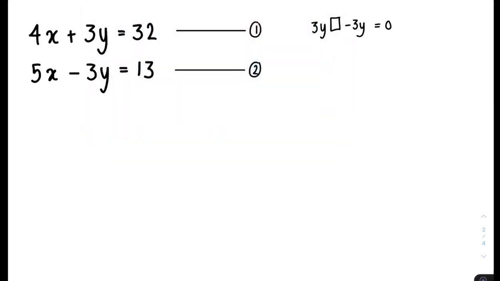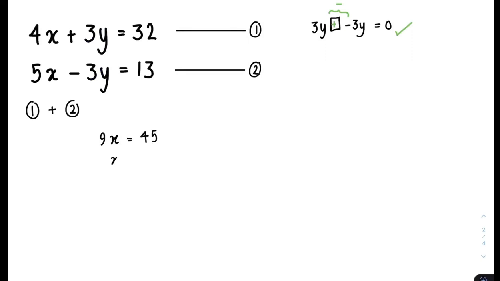If you were to subtract this like we did before, a minus and a minus makes a plus. So 3y plus 3y does not give you 0, it would give you 6y. So instead, you have to add them, because a plus and a minus gives you that minus to allow for that to equal 0. So we're going to be doing all of equation 1 plus all of equation 2. So 4x plus 5x gives you 9x. 3y plus minus 3y gives you 0, which is why we added them, equals 32 plus 13 is 45.